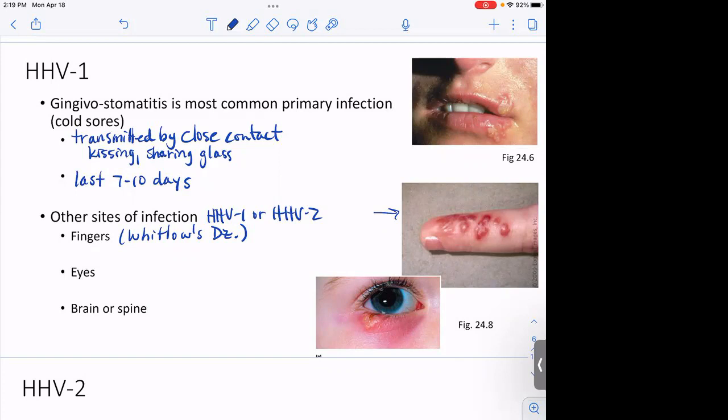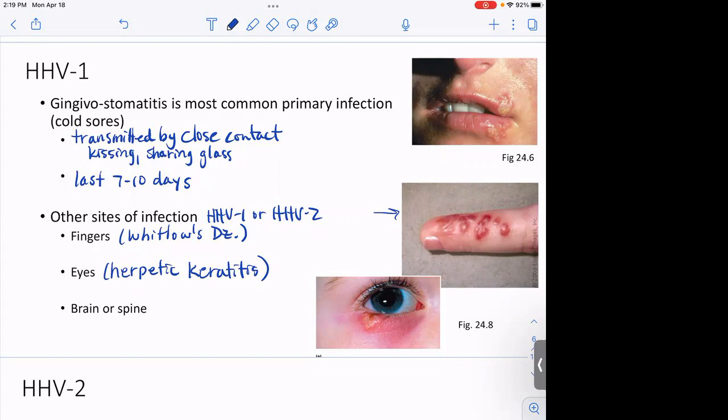HHV1 or HHV2 can manifest in the eyes as well. We sometimes call that herpetic keratitis. And that can cause people to be really super sensitive to the light. In rare cases, it can lead to blindness.